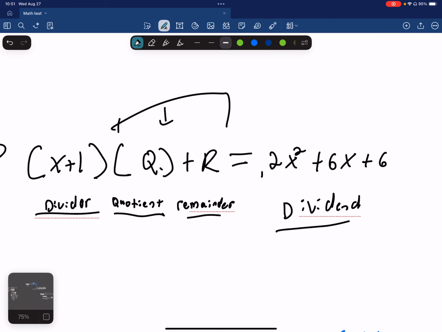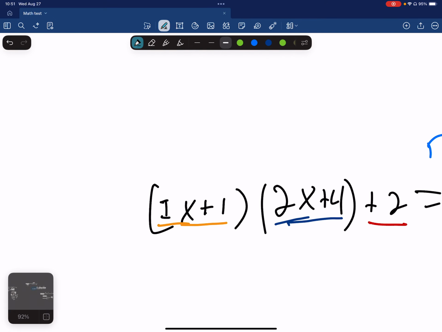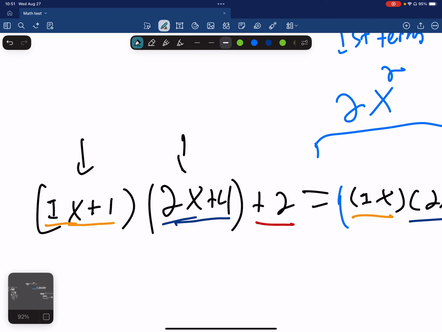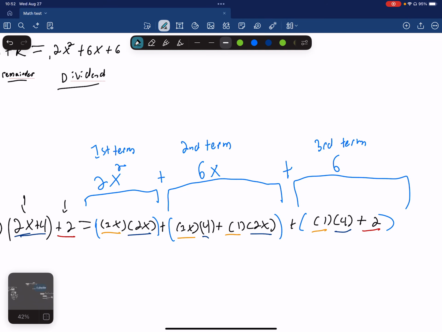I'm going to begin by actually giving the answer to this specific question so that we can see how it's composed and how synthetic division helps in that composition. Now, looking at the answer, this is the divider. The quotient is 2x plus 4, and the remainder is 2. And how do we come up with the dividend?